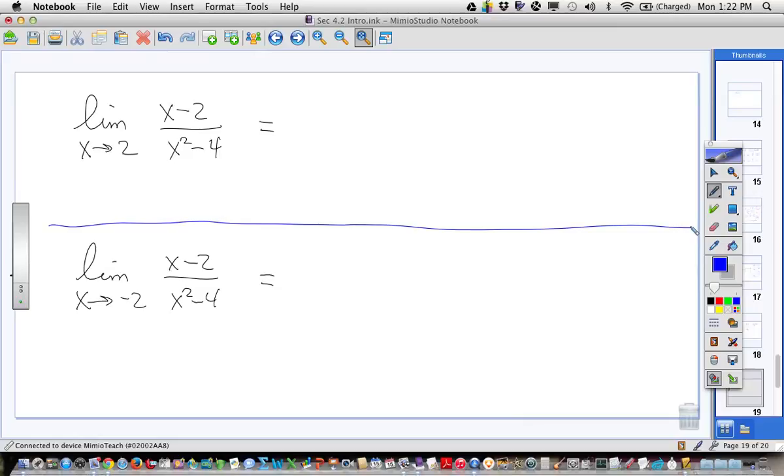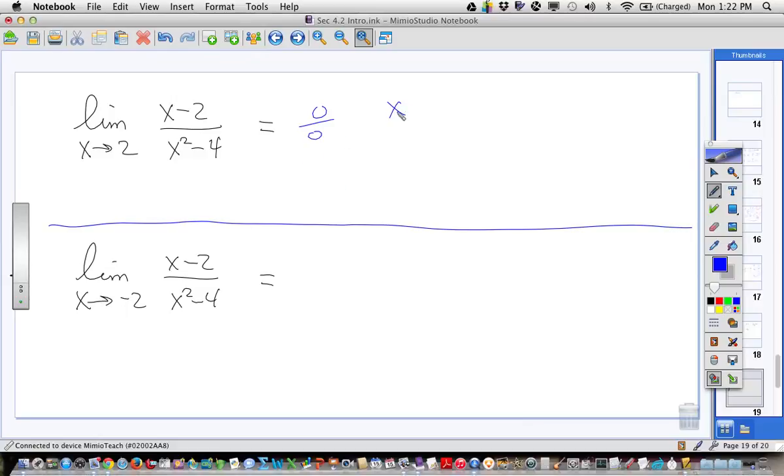We got an answer for the first one? 1/4. Yes, 1/4. And what'd you do? Factored it, right? Well, hopefully you plugged a 2 in first. As x approaches 2, you get 0 on top, you get 0 on the bottom. That means keep going, right? 0 over 0, that's indeterminate.